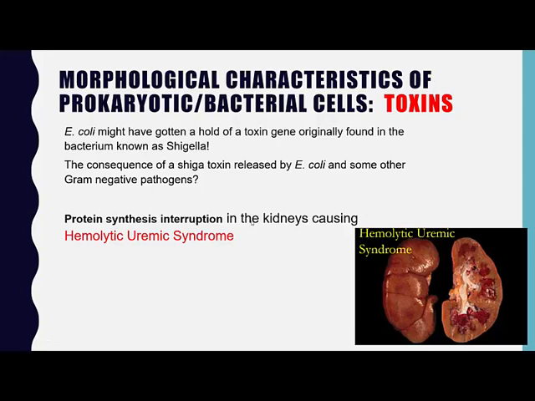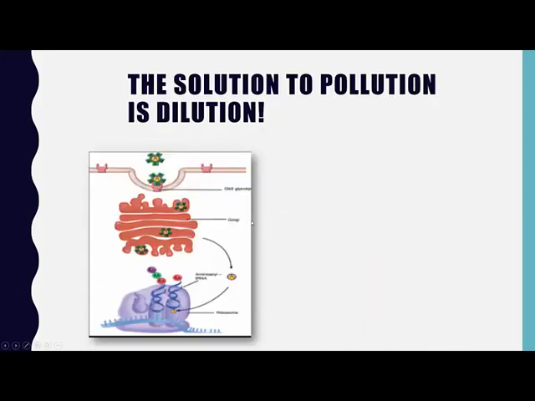When a patient gets E. coli, especially if they start urinating blood, this is very serious. And when the doctors tell that patient to drink water, it isn't just because of the diarrhea. You have got to flush the kidneys out. You've got to get the toxins out of there. You need to flush the toxins out. This is the solution to pollution is dilution.